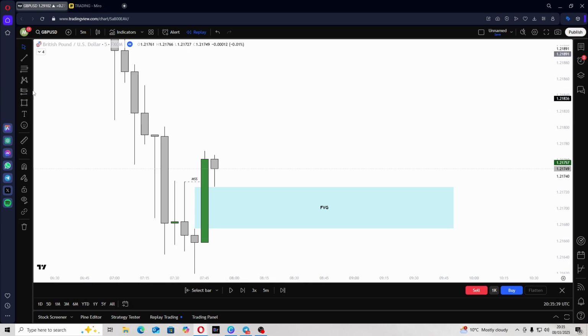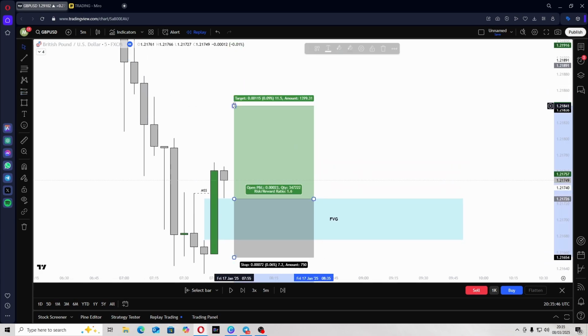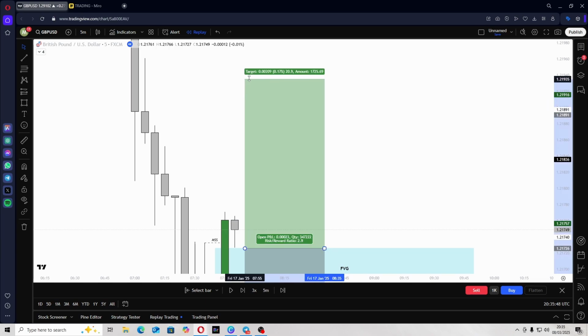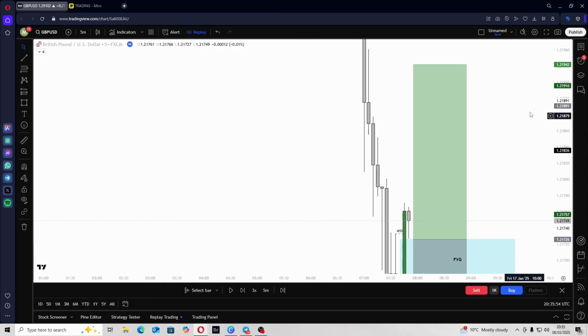You're going to be putting our buy limit right here. And I'm going to be putting my stop loss just below this candle of the FVG and placing my take profit at a 1 to 3 risk reward ratio. Okay, so once I do put this as a 1 to 3, let me move this over. Let me just zoom out a little bit.